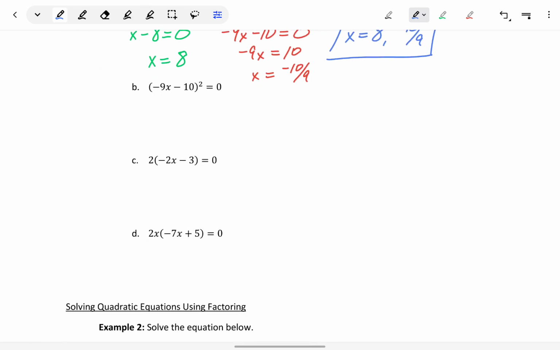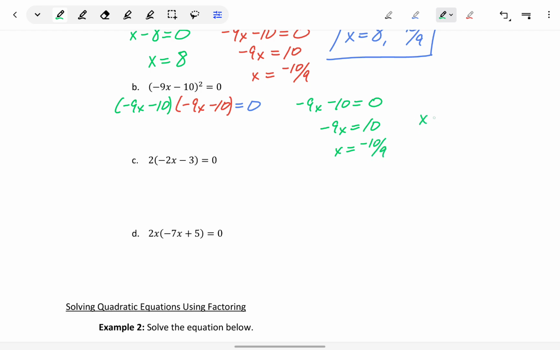We can make use of that same idea in part B, where we have negative 9x minus 10 squared. Keep in mind that when we have a quantity squared, that just means that value times itself, or that expression times itself. So this is the same thing as negative 9x minus 10 times negative 9x minus 10 is equal to 0. In this case, those two expressions are exactly the same, so we only need to solve a single equation. Negative 9x minus 10 is equal to 0. Adding 10 to both sides will give us negative 9x is equal to positive 10, and we get, again, x is equal to negative 10 over 9.